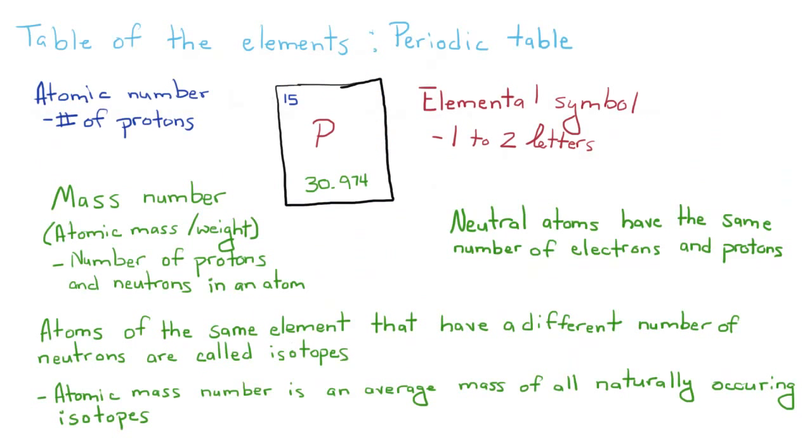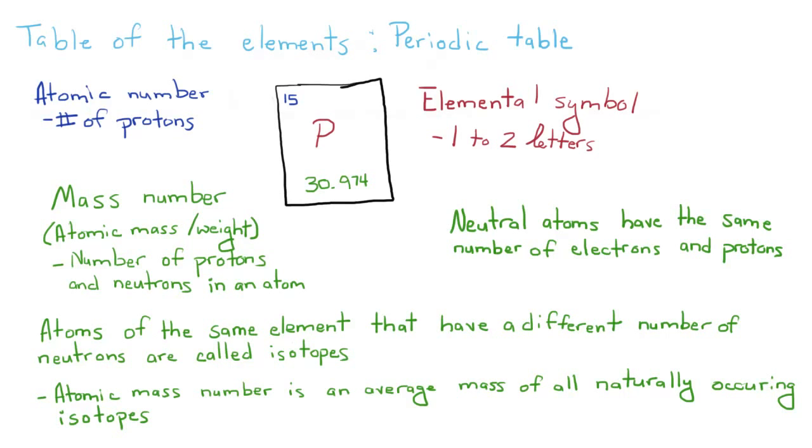When you look at a periodic table, you're going to see the elemental symbol, the atomic number, which is the number of protons, and the mass number. The atomic number is normally in the top left, the elemental symbol is going to be in the middle, and the mass number is going to be at the bottom. The atomic number is going to define the element. An element is defined by the number of protons it has. If you change the number of protons, you change the element.